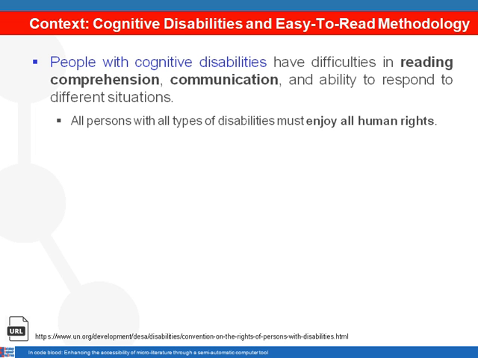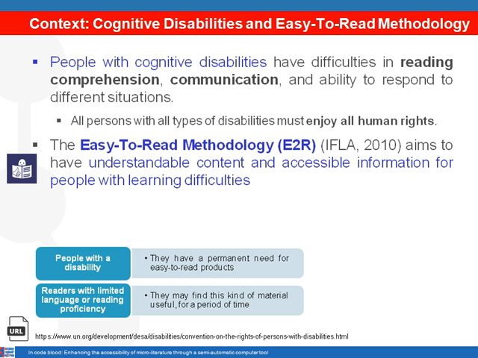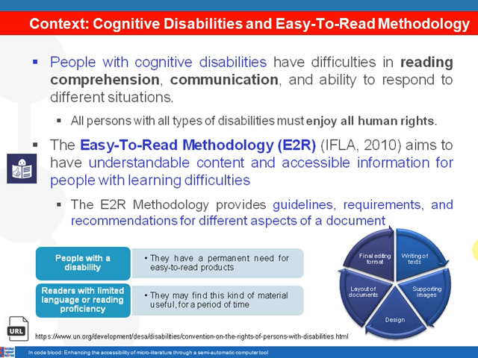To improve the rights of people with learning disabilities, a methodology called Easy to Read was created. This methodology aims to present clear and easily understood contents to different sectors of the population, especially to people with disability. The Easy-to-Read methodology provides guidelines for materials, content, language, illustrations, as well as graphic layout in documents.